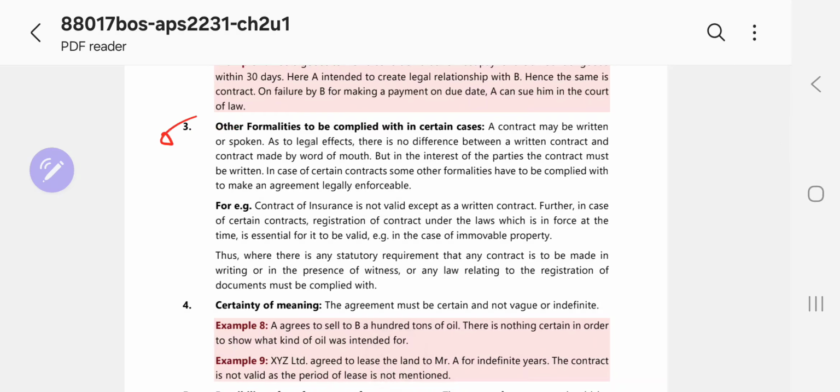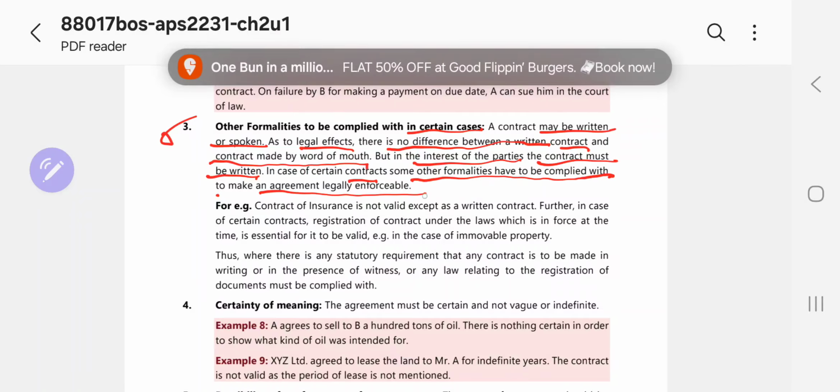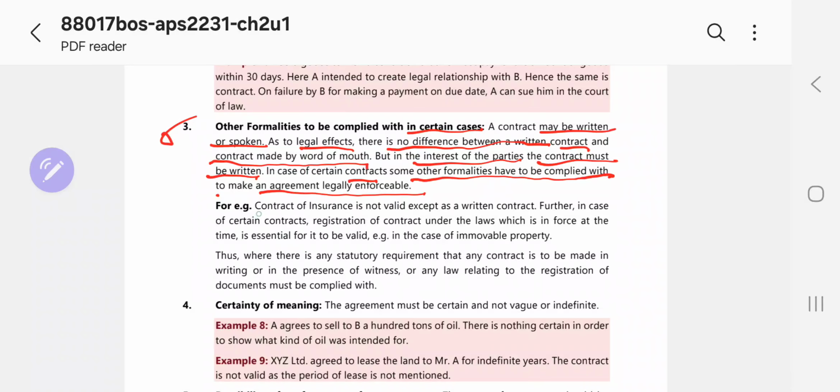The third one is other formalities to be complied with in certain cases. A contract may be written or spoken. As to legal effects, there is no difference between a written agreement and a contract made by word of mouth, that is, an oral agreement. But in the interest of the parties, the contract should be written. In case of certain contracts, some other formalities have to be complied with to make an agreement legally enforceable. For example, a contract of insurance is not valid except as a written contract. Further, in case of certain contracts, registration of the contract under the law in force at the time is essential for it to be valid, in the case of immovable property.